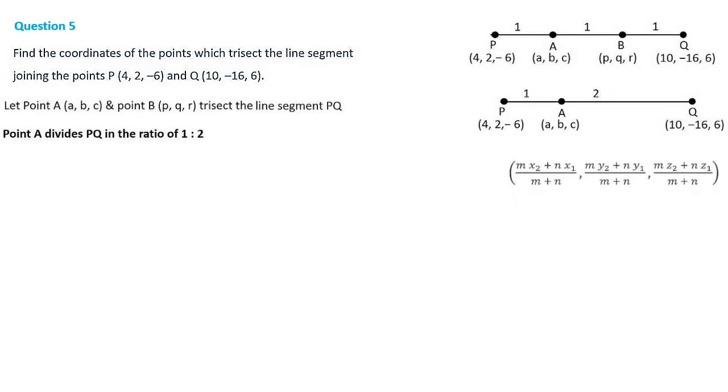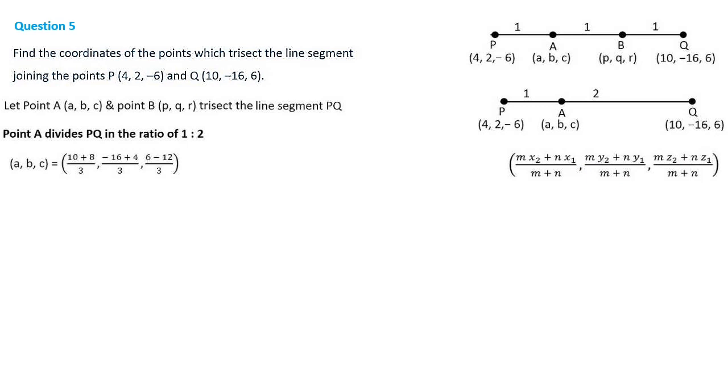So by using the section formula, we are going to calculate the coordinates of A. You can see there 1 into 10, that is 10, plus 2 into 4, that is 8, divided by 1 plus 2, 1 plus 2 is 3. Next is 1 into minus 16, that is minus 16, then 2 into 2, that is plus 4, by 3. Next is 1 into 6, that is 6, minus 2 into 6, that is 12, by 2 plus 1 is 3. That means A will be equal to 10 plus 8 is 18 by 3, that is 6. Minus 16 plus 4 is minus 12 by 3 is minus 4. 6 minus 12 is minus 6 by 3 is minus 2.